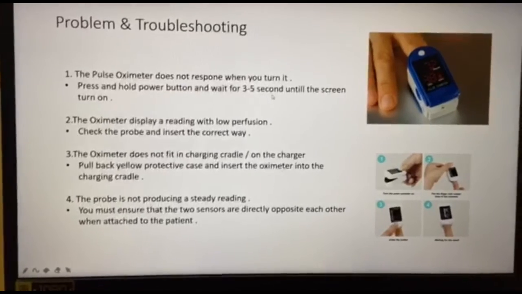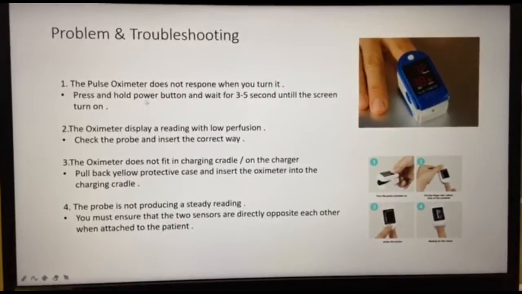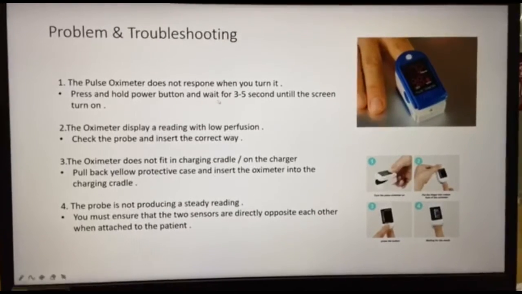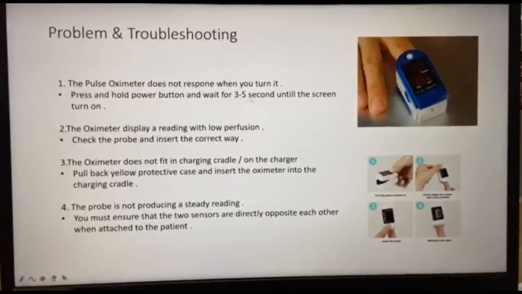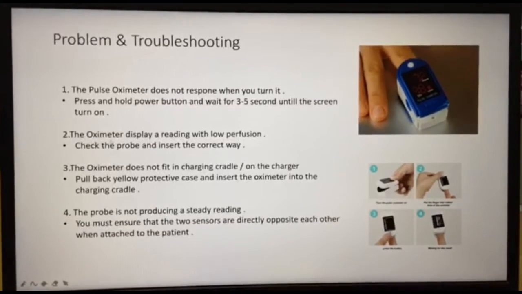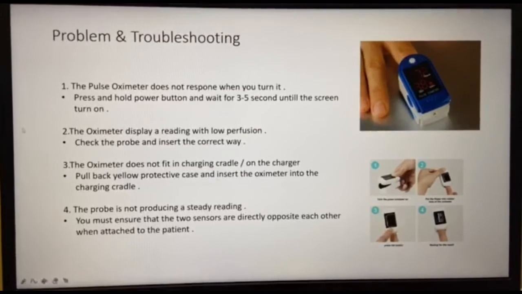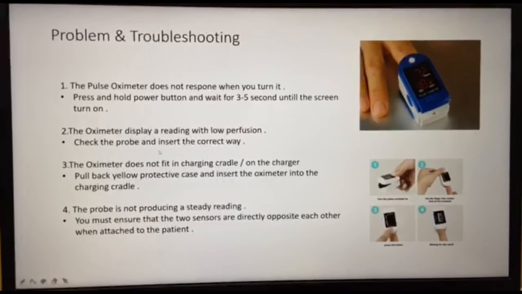Okay, for the problems and troubleshooting, first, the pulse oximeter does not respond when you turn it on. Press and hold the power button and wait for 3 to 5 seconds until the screen turns on. If the oximeter displays a reading with low perfusion, we need to check the probe and insert it the correct way.